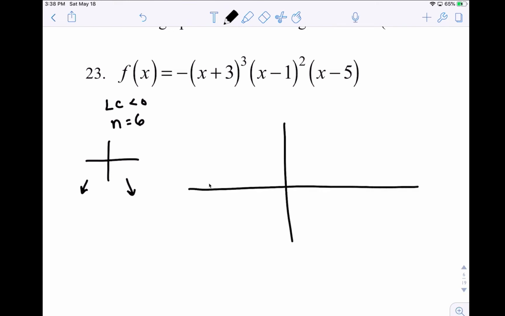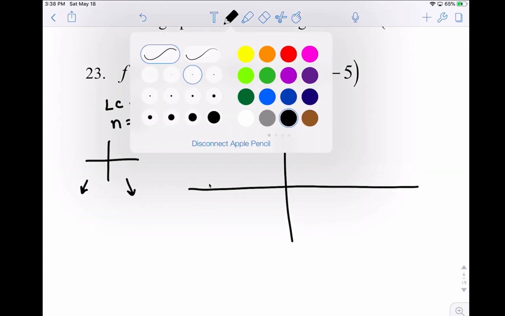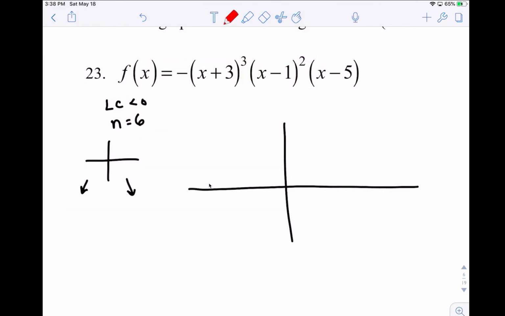All right, so what you guys want to do is just draw your roots out first. So I have one there at -3. I have one there at 1 and 5. Okay, so I'm going to start here.